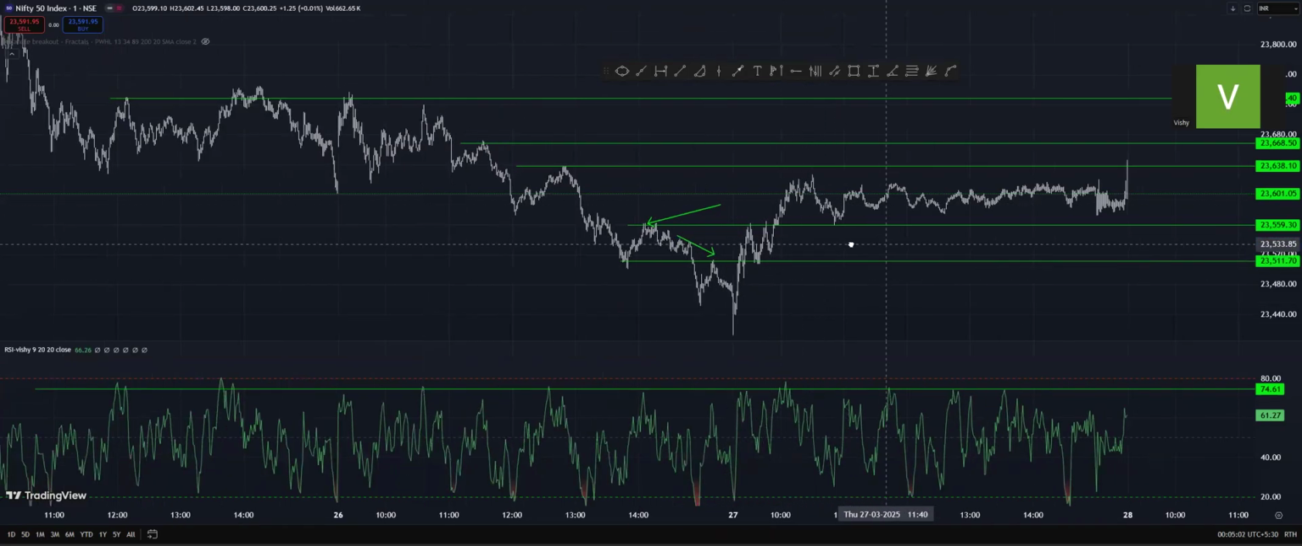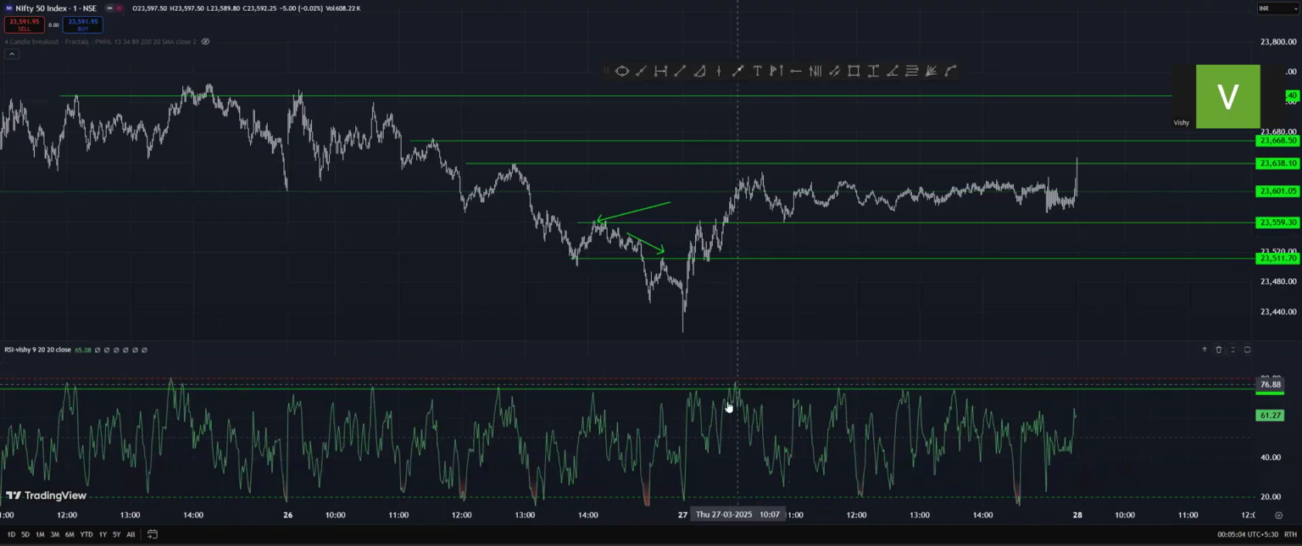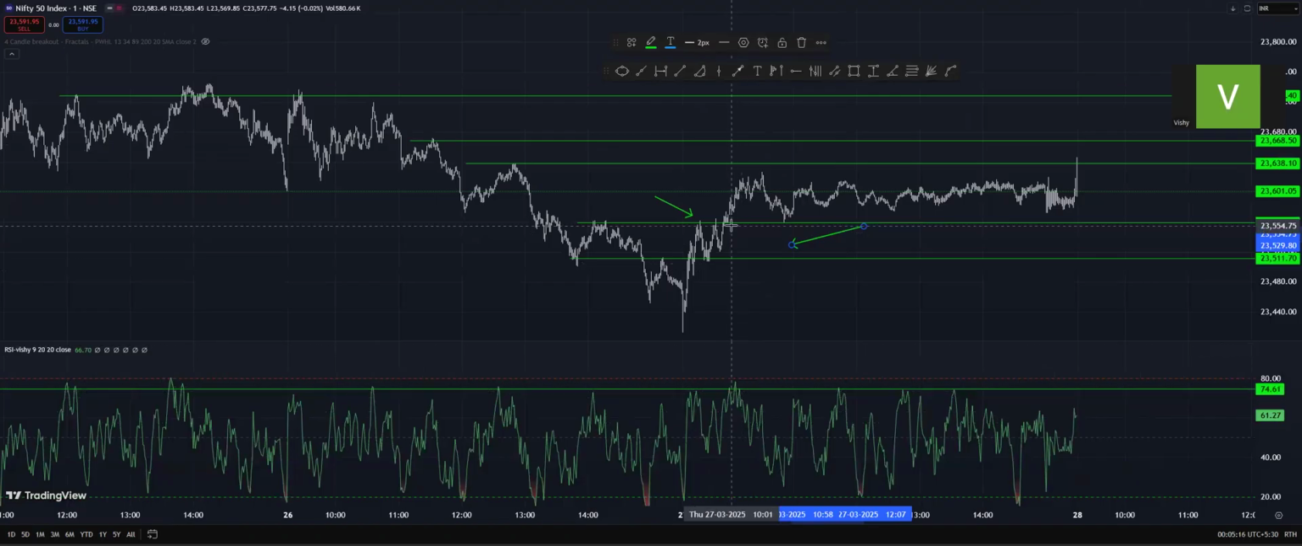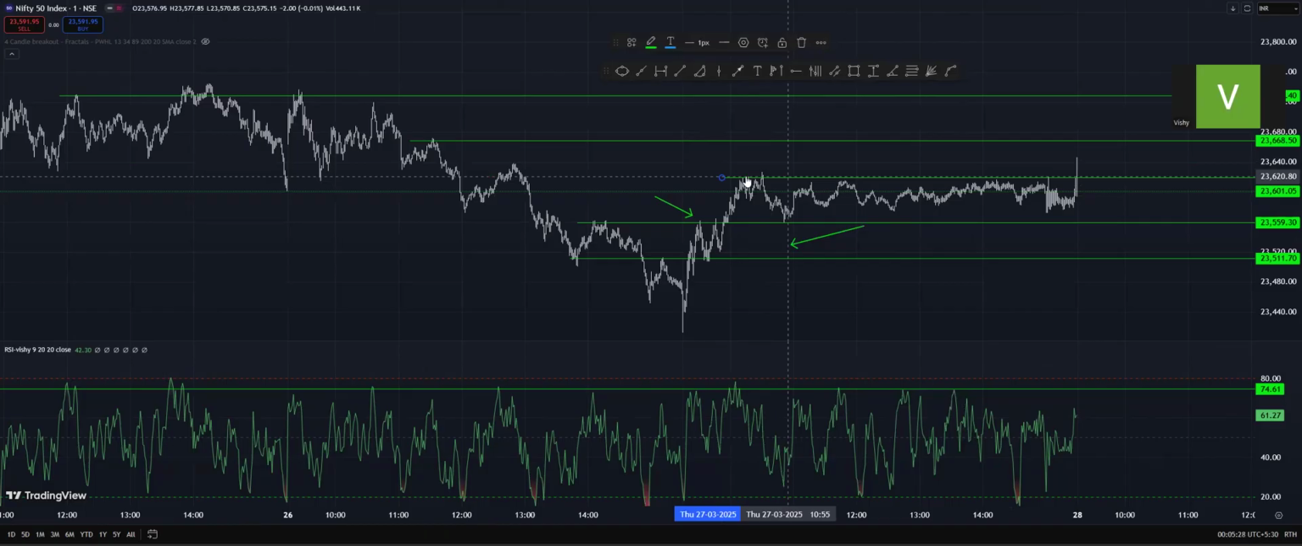So what has happened today, the whole day? You see this, it made a high here. Now, when it is moving up, you see this, RSI has come to this reference level, but price has moved to the next reference level. So price is showing strength. My next reference level would be this.